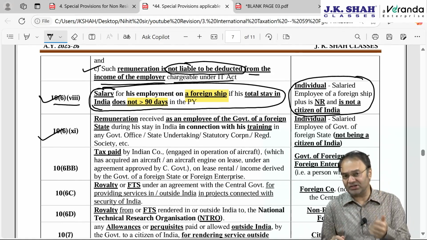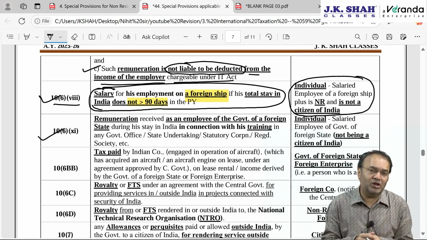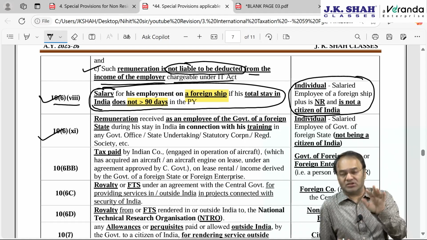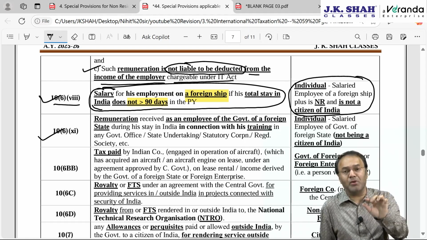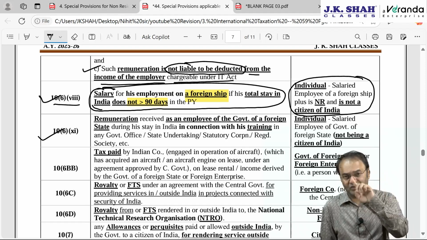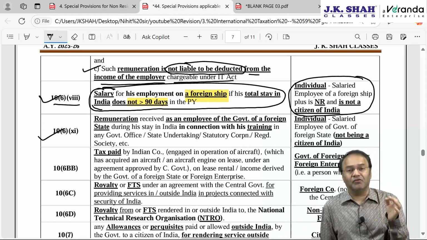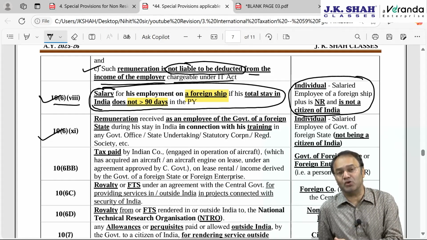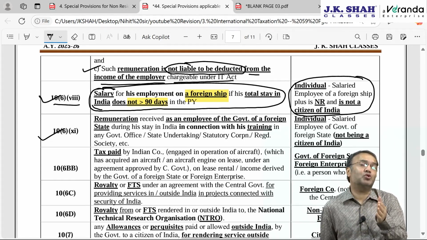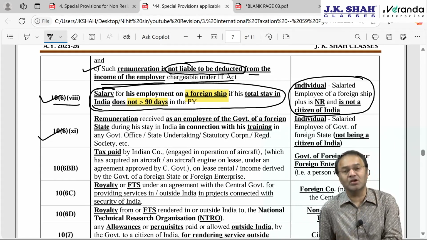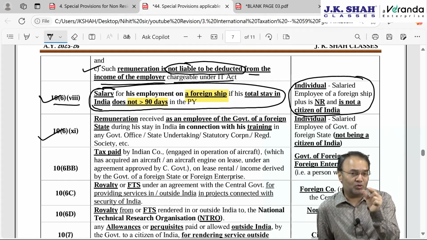Foreign shipping company has appointed him. But why does he come to India? He does not come to India for vacation. He comes to India as part of the crew of the foreign ship. The foreign ship is sailing all around the world. When it comes to India, the moment it enters the Indian territorial waters, which we know is up to 12 nautical miles from the seashore, from the landmass of India.